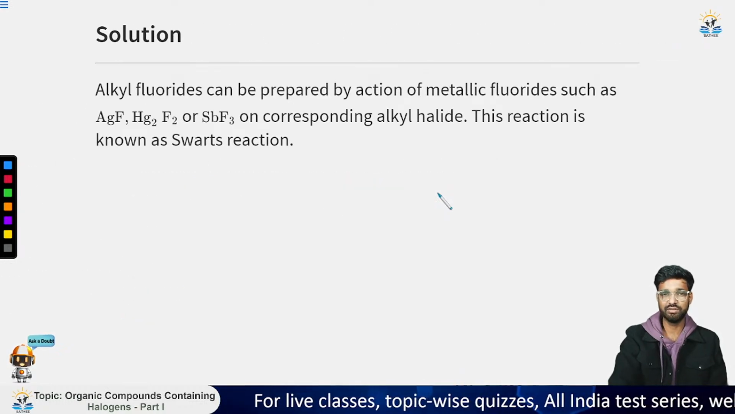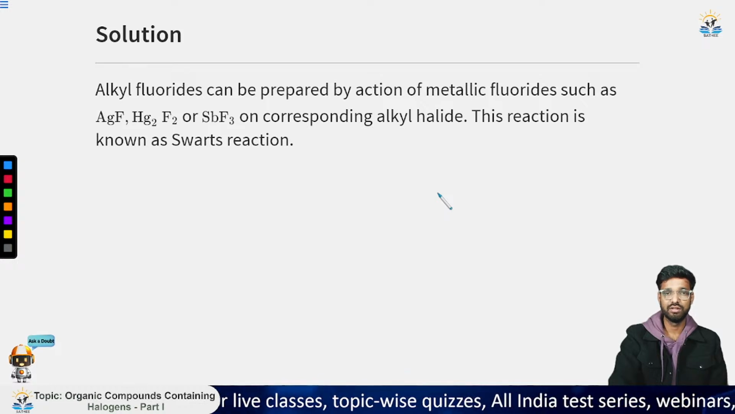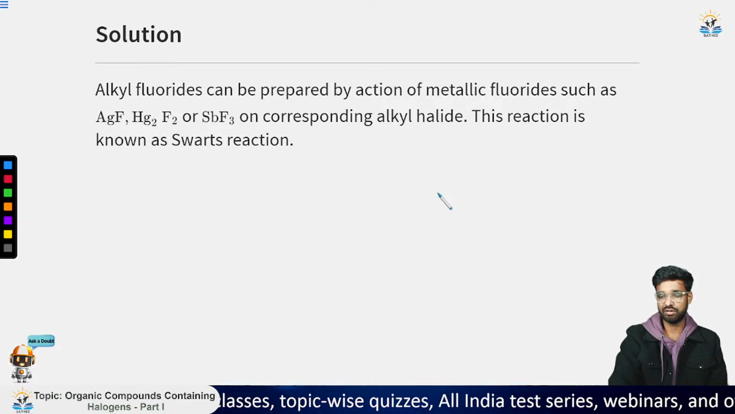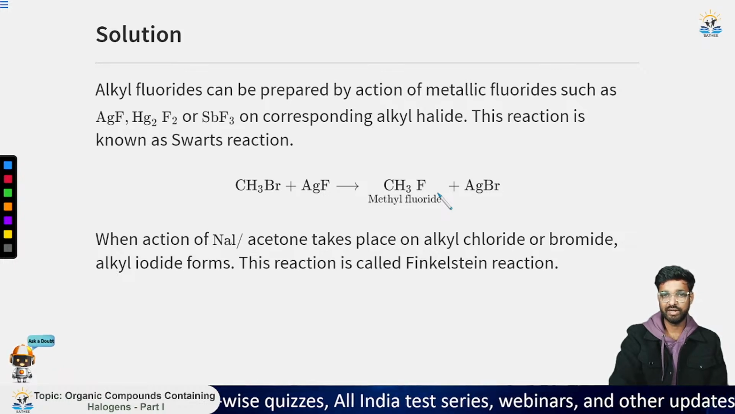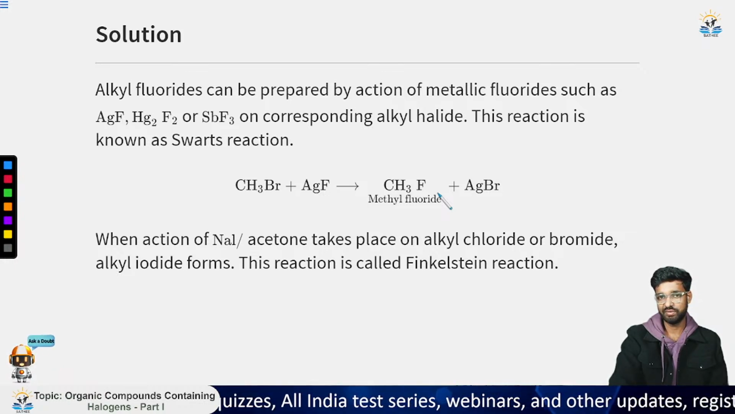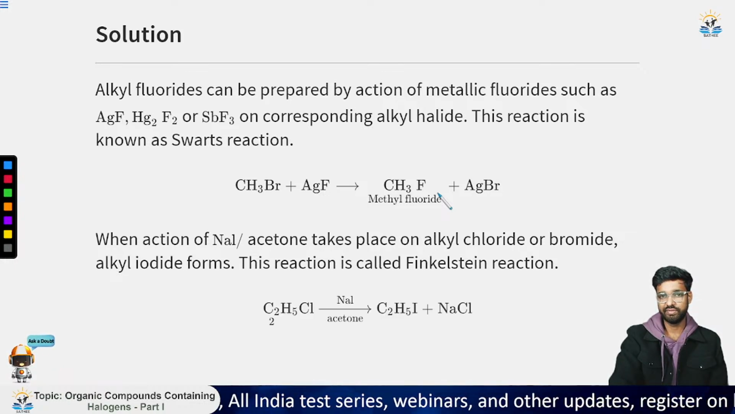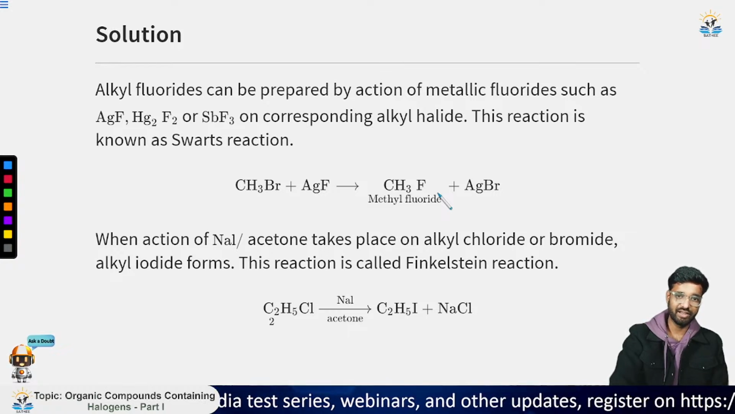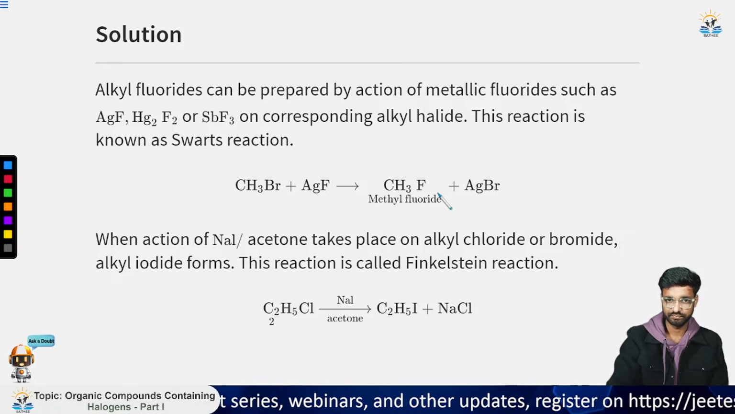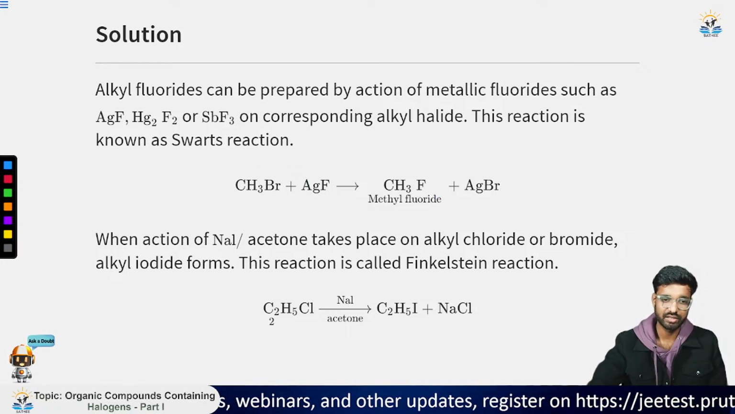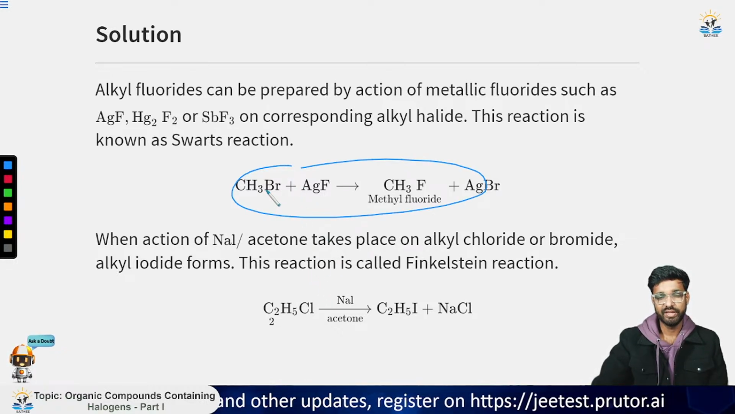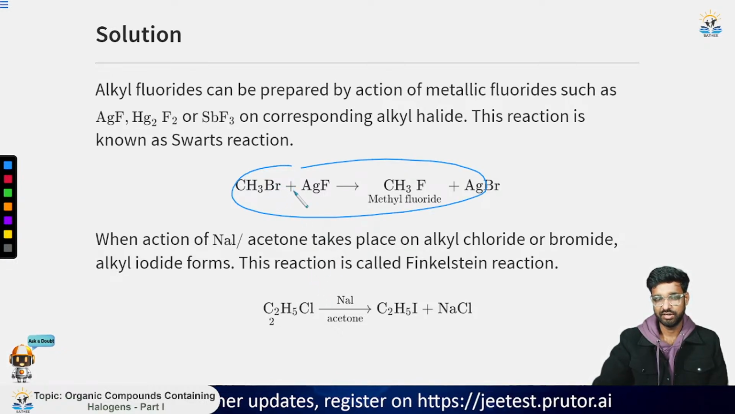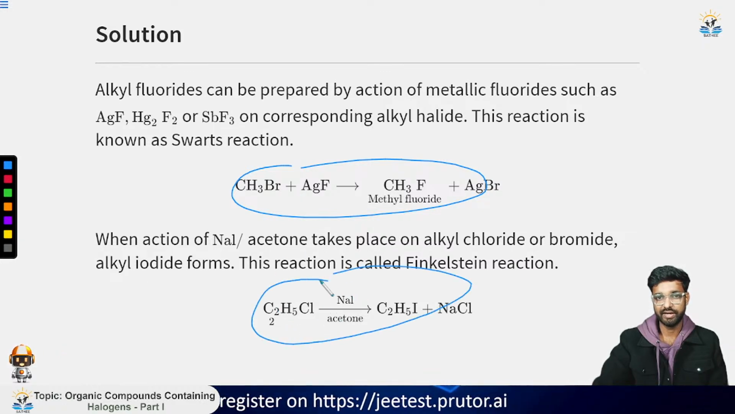The same thing is written here. We are using antimony or a salt of mercury or a salt of silver, and reacting it with the alkyl bromide and getting our final product, which is a fluoride. Sorry, this is called the Swarts reaction. So if you want to make a fluoride, you can use the Swarts reaction only, and if it is Finkelstein, it will not give you the required answer.